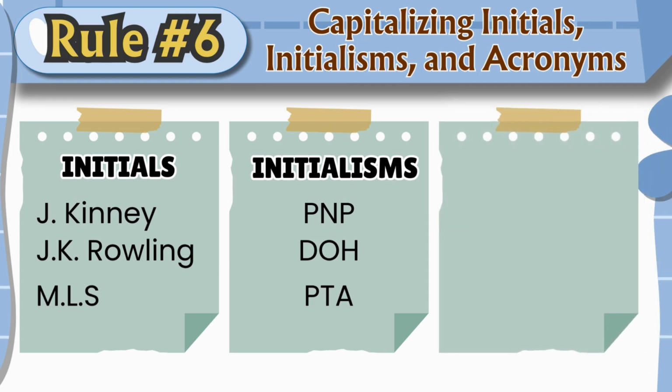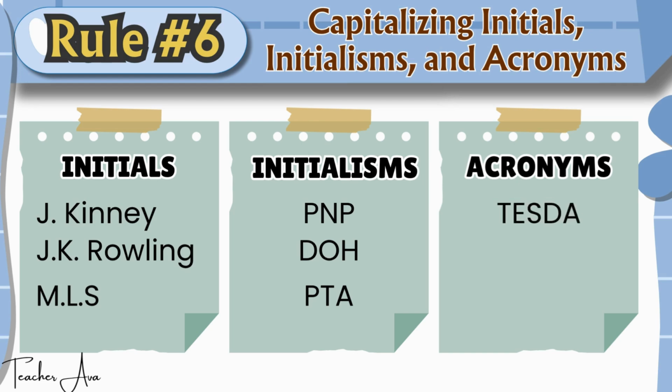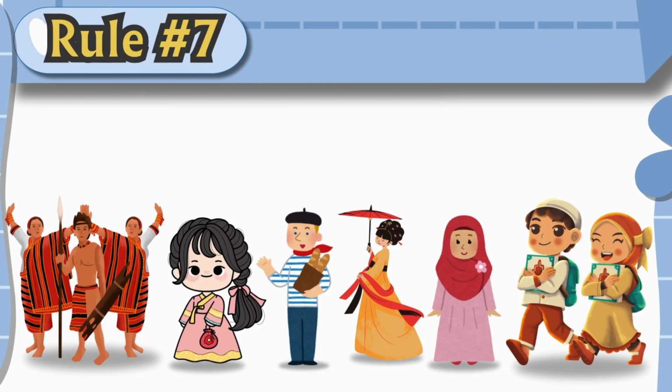What are acronyms? Acronyms are formed from the first letters of words, but we read them as a single word, not letter by letter. Examples: TESDA, Technical Education and Skills Development Authority; DepEd, Department of Education; EDSA, Epifanio de los Santos Avenue. Most acronyms are written in all caps, but some, like DepEd, mix upper and lower case, so always follow the official spelling. All right, class, next rule.